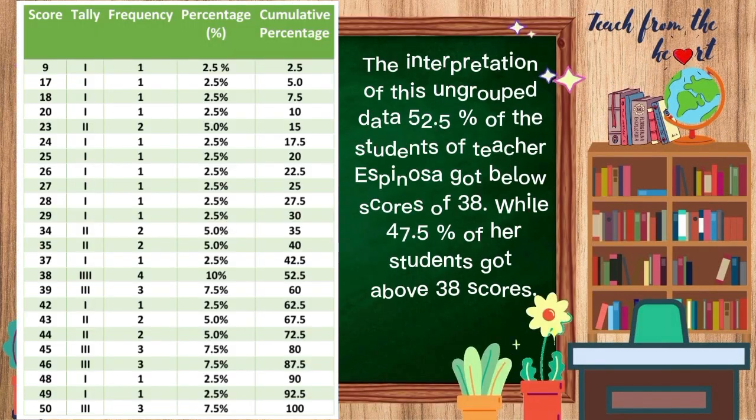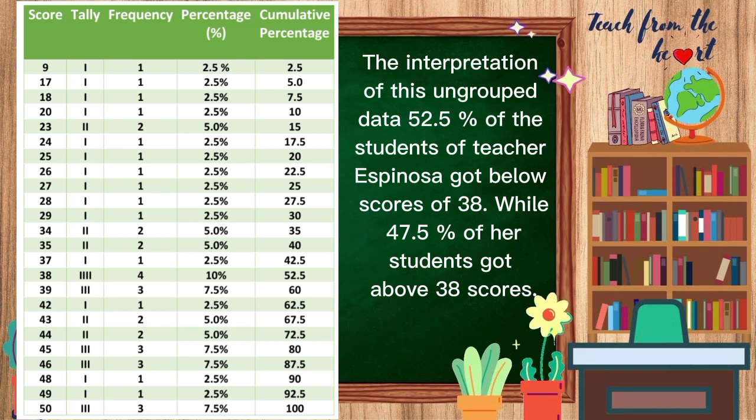The interpretation of this ungrouped data: 52.5% of the students of Teacher Espinosa got scores below 38, while 47.5% of her students got scores above 38.